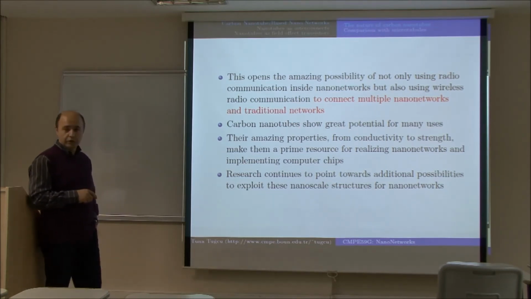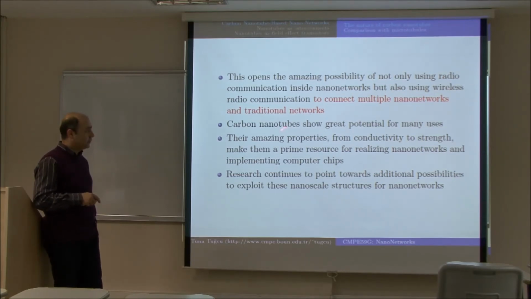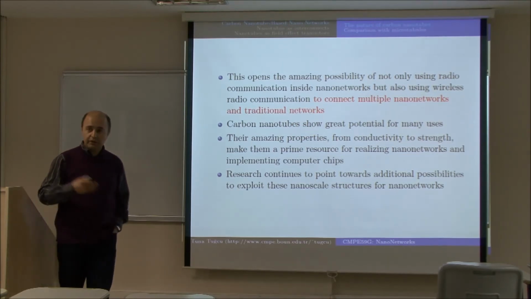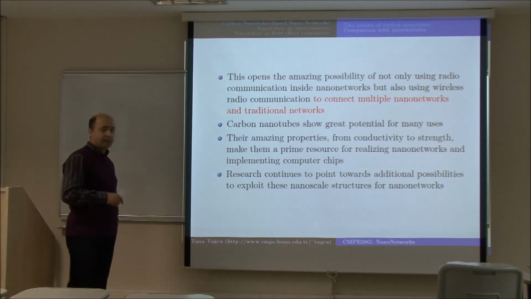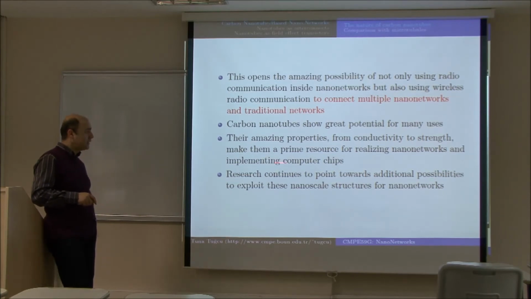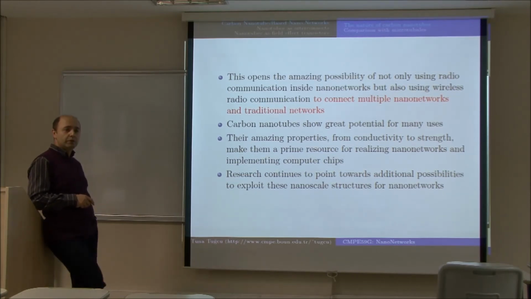The carbon nanotubes show great potential for many different uses, as we have seen, and their amazing properties, from conductivity all the way to strength, make them a prime resource for realizing the nanonetworks and implementing computer chips. But not only for implementing computer chips, we can use them for other purposes, as we have discussed. Research typically continues towards additional possibilities on how to exploit these features in different ways for nanoscale structures in nanonetworks.